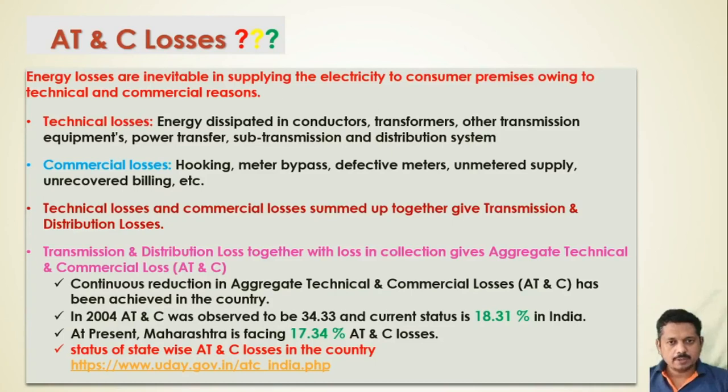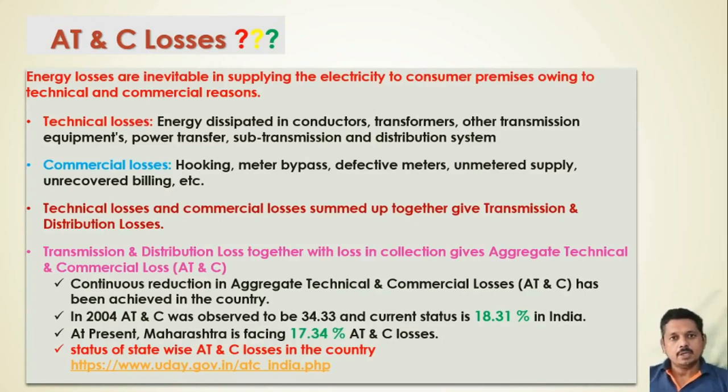So in detail, what exactly are technical losses and what are commercial losses? Technical losses are nothing but the actual energy lost in the different equipment we use in electrical transmission systems, like transformers, conductors, and different power system lines like power transfer, sub-transmission and distribution systems. All the losses that happen in that region are called technical losses. And commercial losses are nothing but hooking, meter bypassing, defective meters, unmetered supply and uncovered billing. These are the commercial losses. So the picture is clear. We have two different types of losses, technical losses and commercial losses.